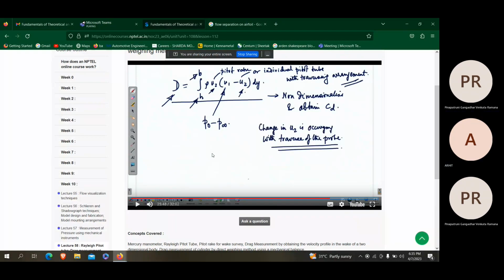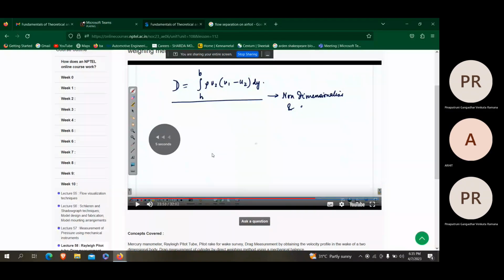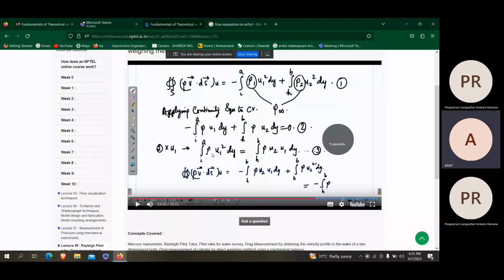Can you move backward a bit? Sir, last slide. The previous slide to this. Why did he put 2 into u1? Any reason for the 2 into u1 or 2 into u2? Total u2 equals 0. That is the momentum conservation.